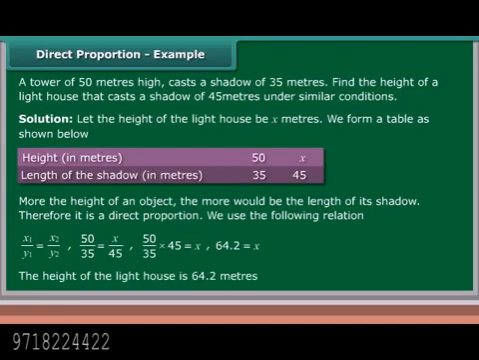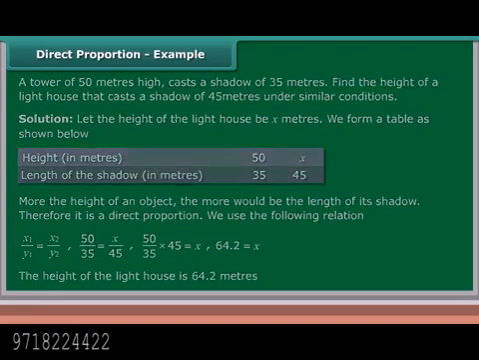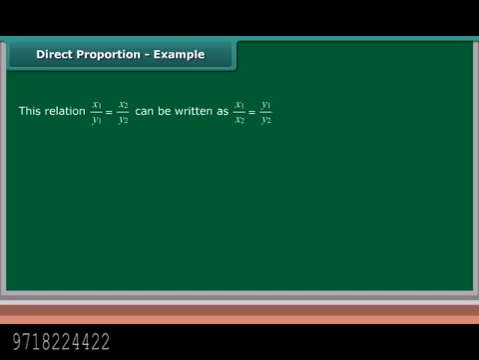The height of the lighthouse is 64.2 meters. Or this relation X1 upon Y1 is equal to X2 upon Y2 can be written as X1 upon X2 is equal to Y1 upon Y2. X1 is to X2 is equal to Y1 is to Y2. 50 is to X2 is equal to 35 is to 45. X2 is equal to 50 into 45 upon 35, which is equal to 64.2 meters.